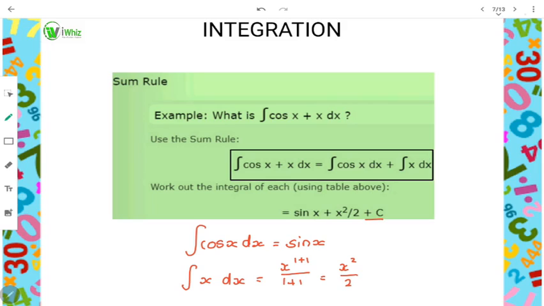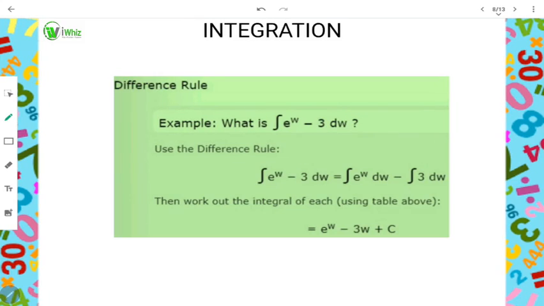Now this sum rule does not only work for addition, but it also works for difference or for subtraction. So wizards, remember that you can use this for addition as well as subtraction. The next rule is the difference rule, which we learned to be exactly the same as the sum rule. So we can say that this formula governs the difference rule.